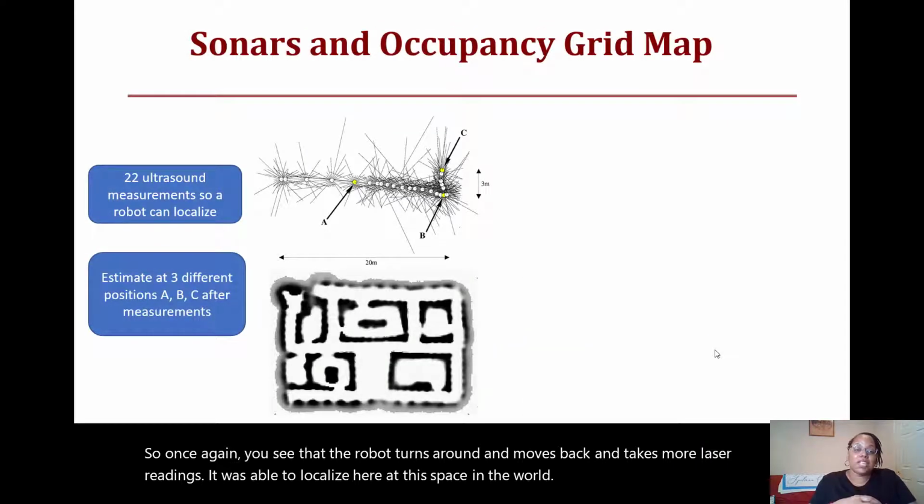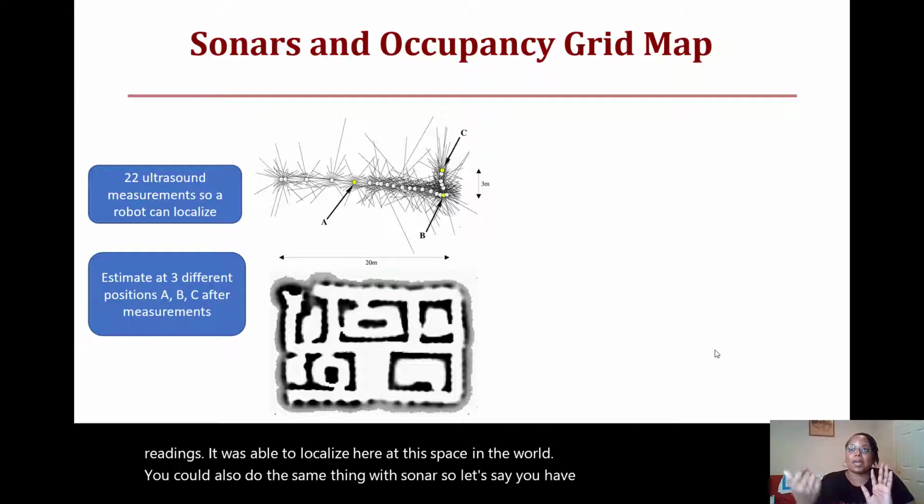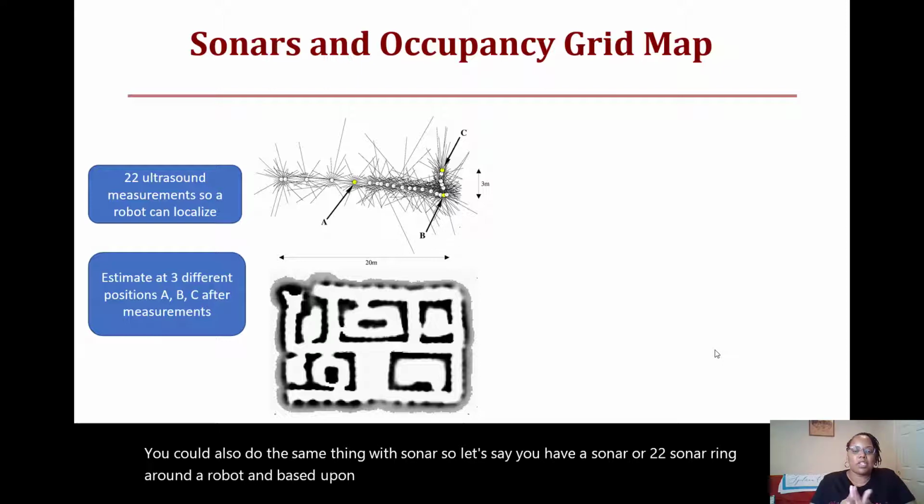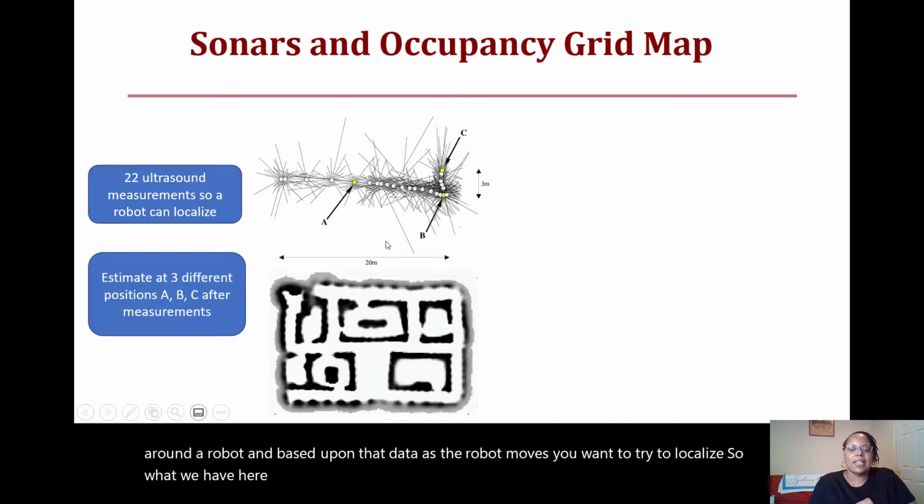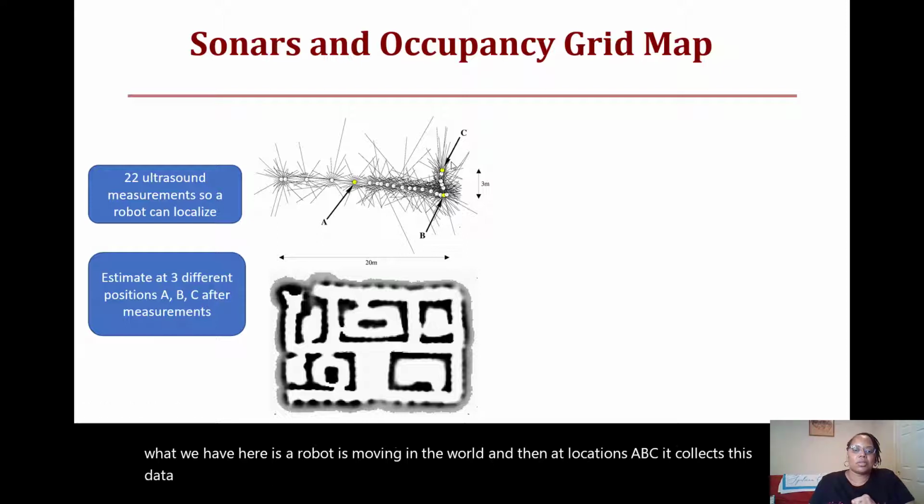You could also do the same thing with sonar. So let's say you have a 22-sonar ring around a robot. And based upon that data, as the robot moves, you want to try to localize. So what we have here is a robot moving in the world, and then at locations A, B, and C, it collects this data, and it's going to try to use that data in order to localize. Here's a map of what the world looks like.